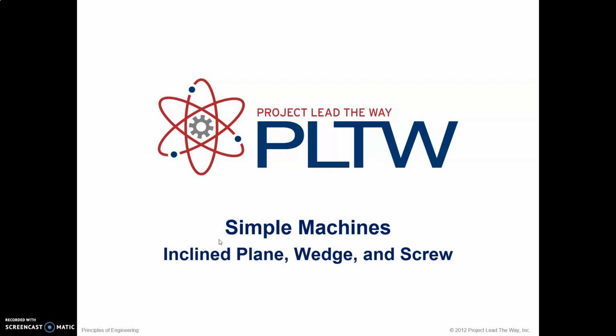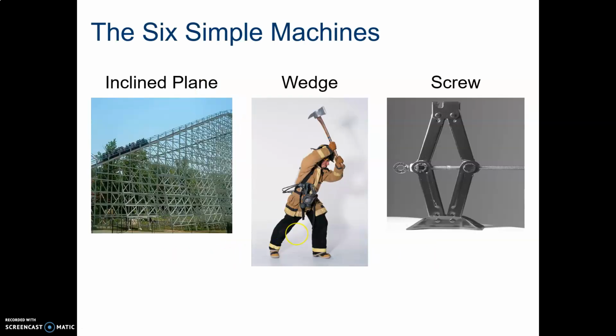Today we're going to talk about the second set of simple machines. We talked about the lever, the wheel and axle, and the pulley the last time we were together. So today we're going to talk about the incline plane, the wedge, and the screw. And just as a reminder, here are pictures of those. So the incline plane is like that roller coaster, the wedge is like the X, and the screw you can see going through that looks like some sort of a jack.